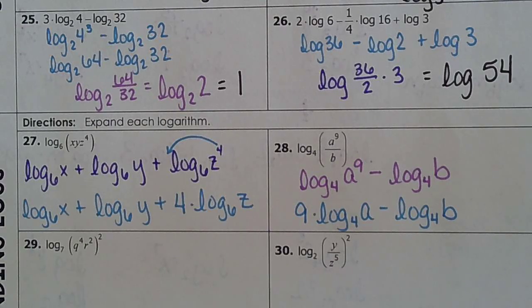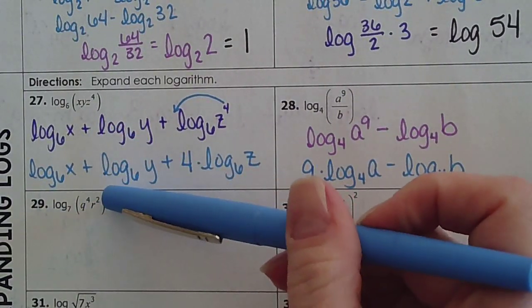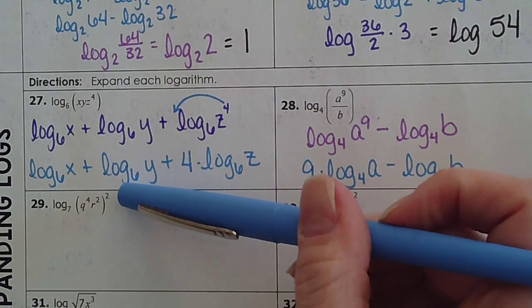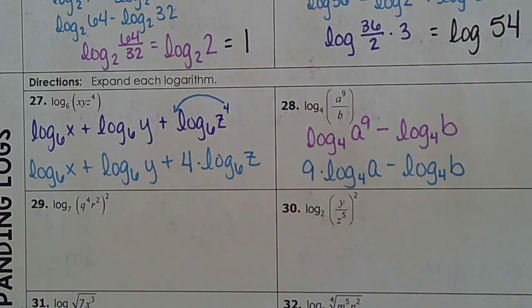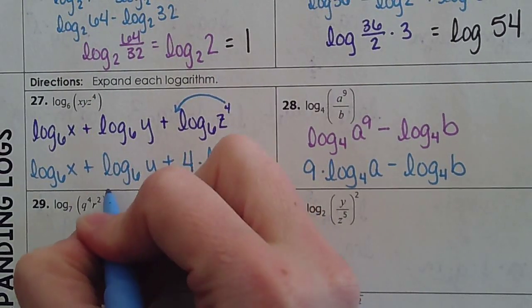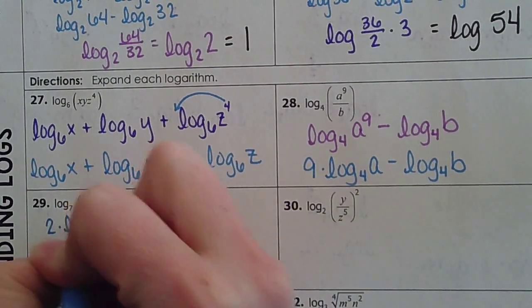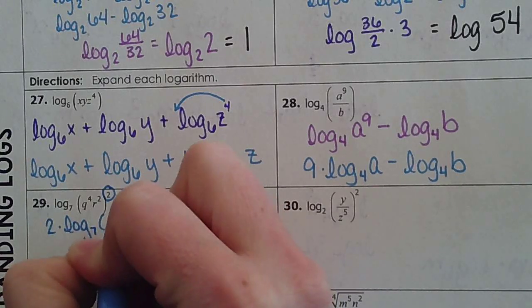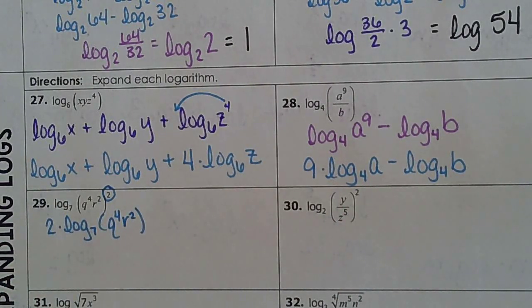Okay, 29 is going to take us more steps. I've got an exponent for my whole term of 2. And then I've got some multiplication to deal with. And then I've got some more exponents to deal with. So I'm going to start with this guy up here, and I'm going to turn it into a coefficient for my whole log statement. And now I'm going to turn that into an addition problem.